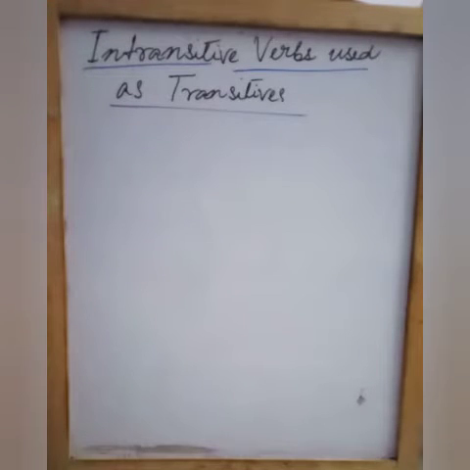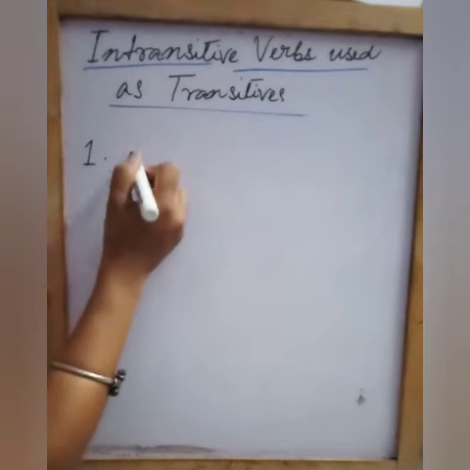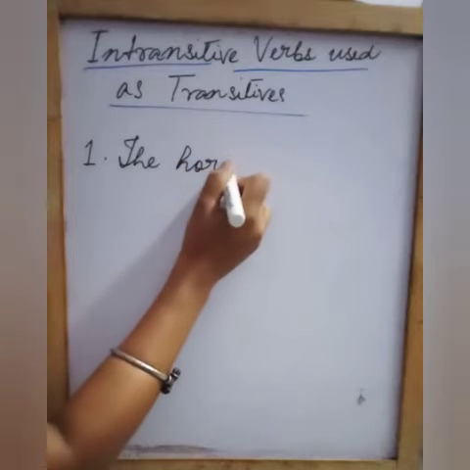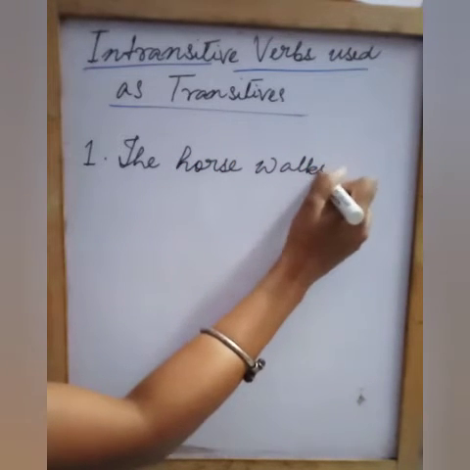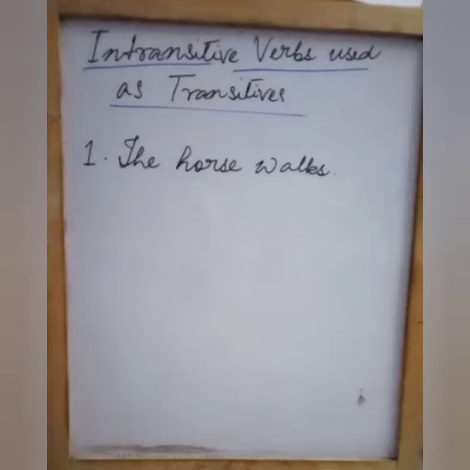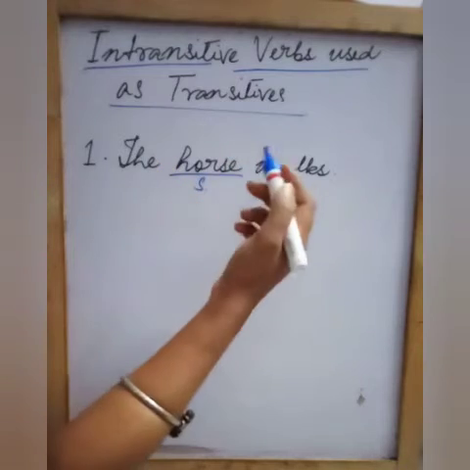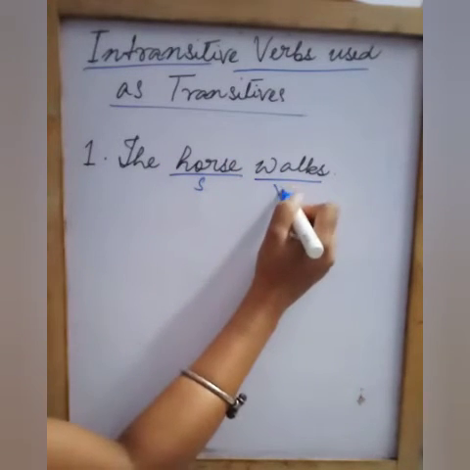See, I'll write a sentence first where I'm using an intransitive verb. Fine. Let's start. The horse walks. So here the subject is what? It is the horse. This is the subject. Now see, what is the horse doing? The horse is walking. It walks. The horse walks. So this is the action or the verb, you can say.